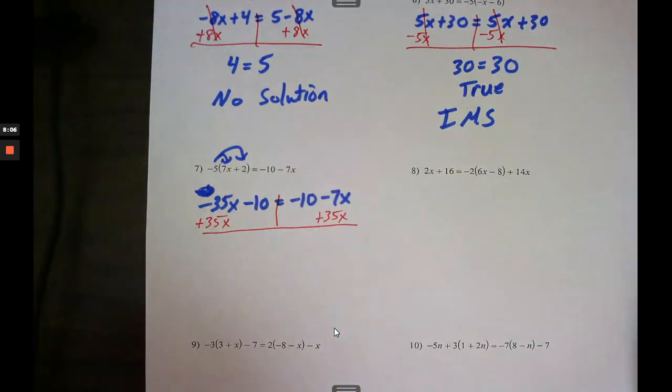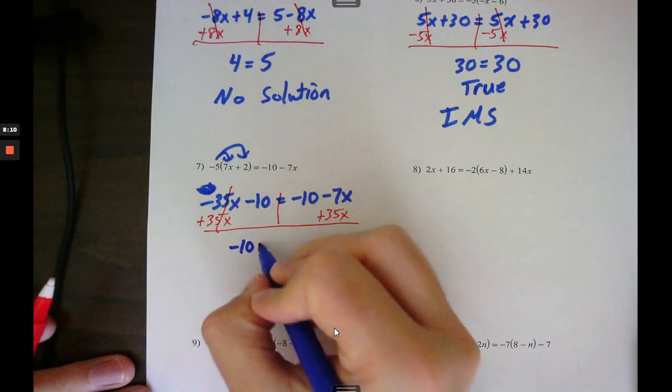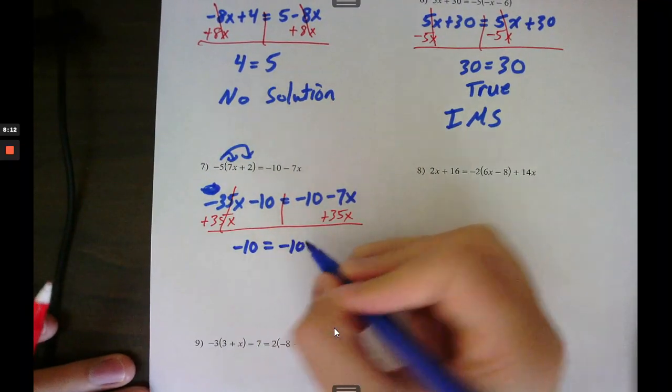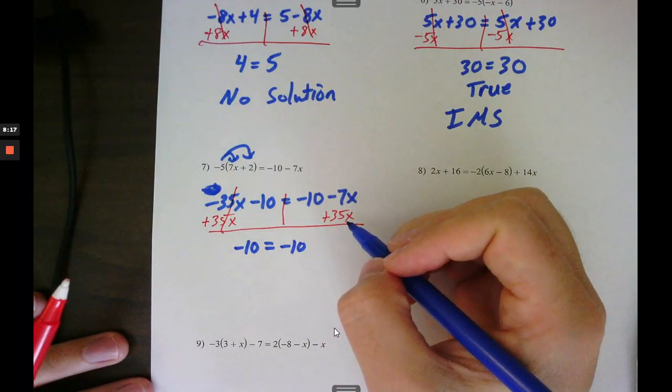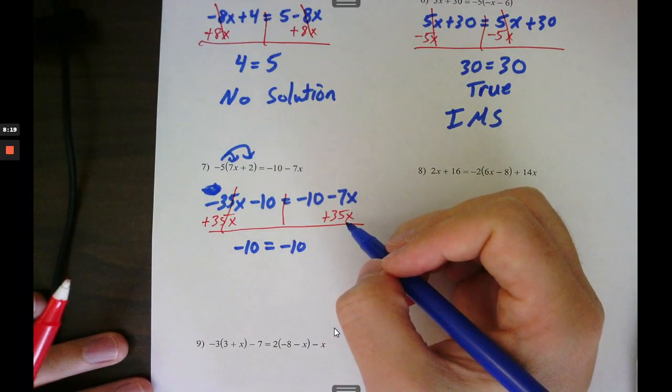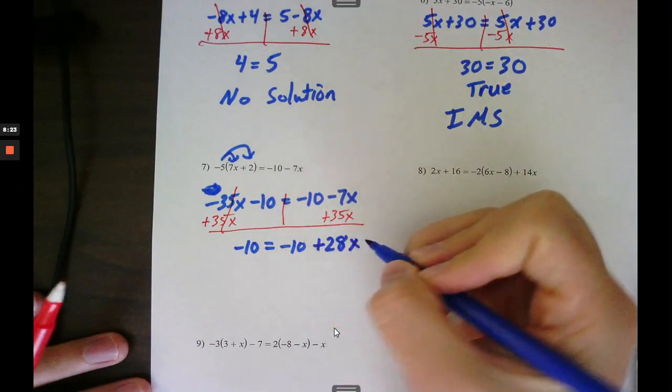So negative 35x plus 35x cancels out. I end up with negative 10. And then over here, negative 10. And then negative 7 plus 35. You can do that in your calculator. All right, you should get positive 28x.